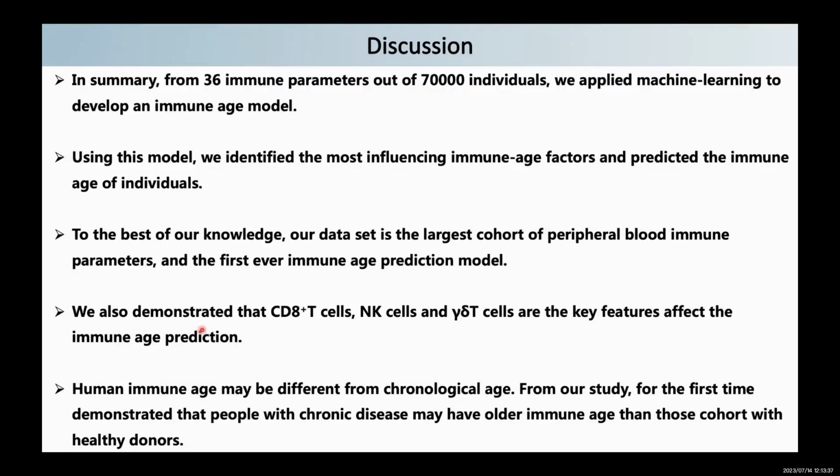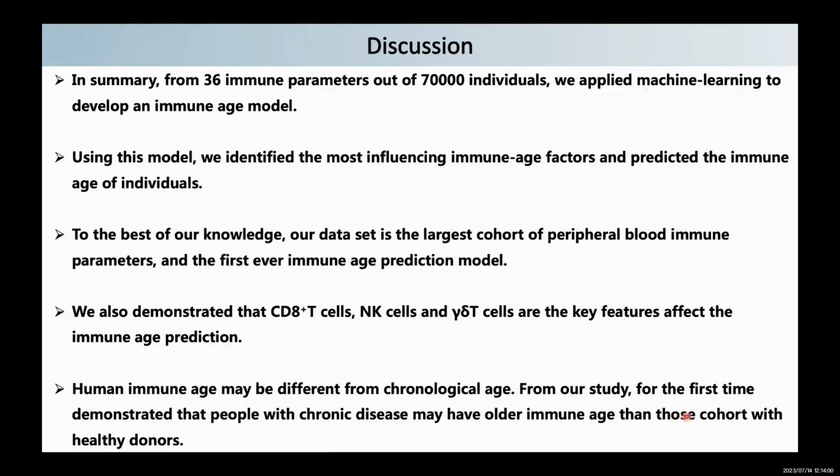We also demonstrated that CD8 T cells, NK cells, and gamma delta T cells are the key features affecting immune age prediction. Human immune age might be different from chronological age. From our study, for the first time, we demonstrated that people with chronic diseases have an older immune age than the cohort of healthy donors.